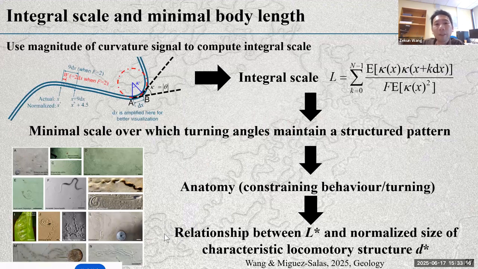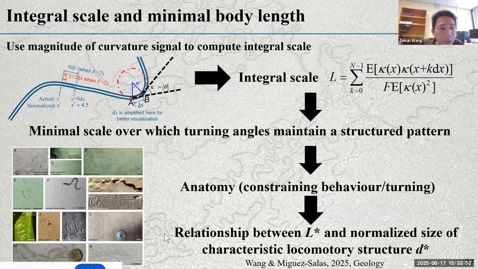So we have seen the increase in body length during the Ediacaran-Cambrian transition, but how long exactly they were was still unknown. So I will introduce the integral scale of the magnitude of curvature signal to compute the minimal body length. The integral scale is computed by integrating the autocorrelation function of the magnitude of the curvature signal. So it tells you the minimal scale over which the turning angle maintains a structured pattern, maybe a curvature.